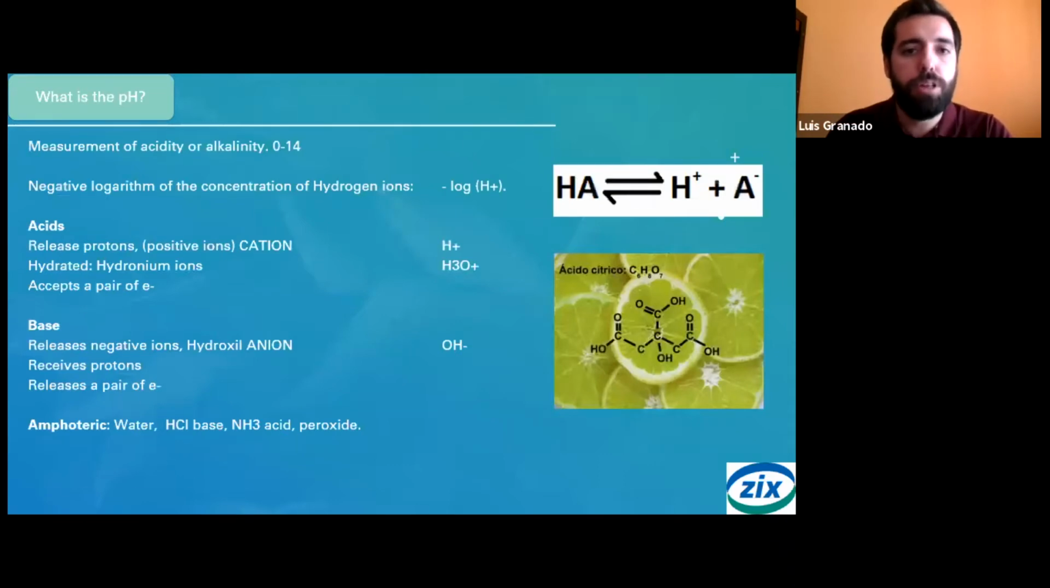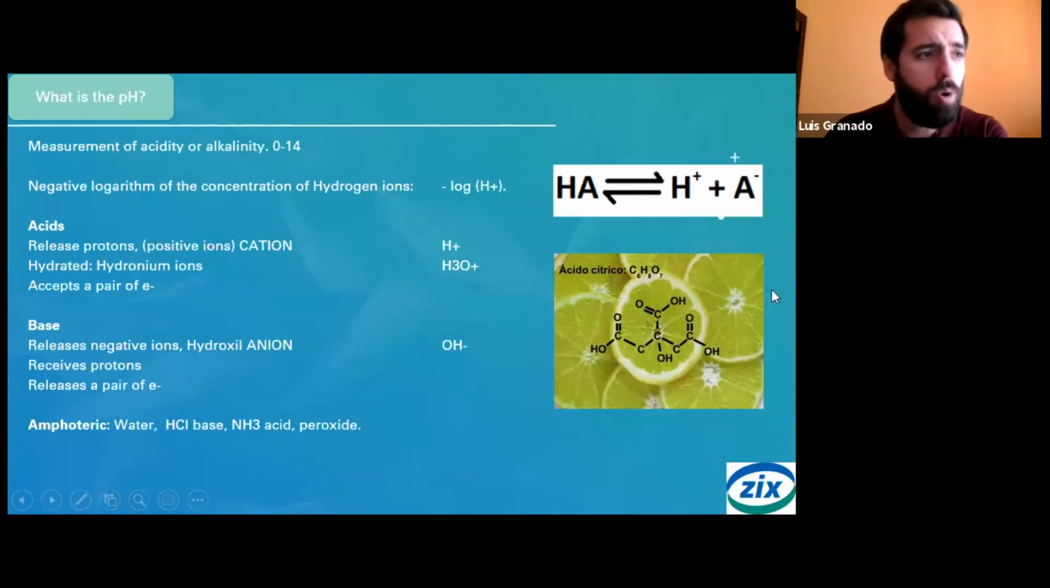So, obviously, when doing a talk about acidification, we have to explain what the pH means, right? pH is just a measurement of acidity in a solution, right? It can go from 0 to 14, being 0 the most acidic and 14 the most alkaline, right? And it will be given by the concentration of hydrogen protons in the solution.